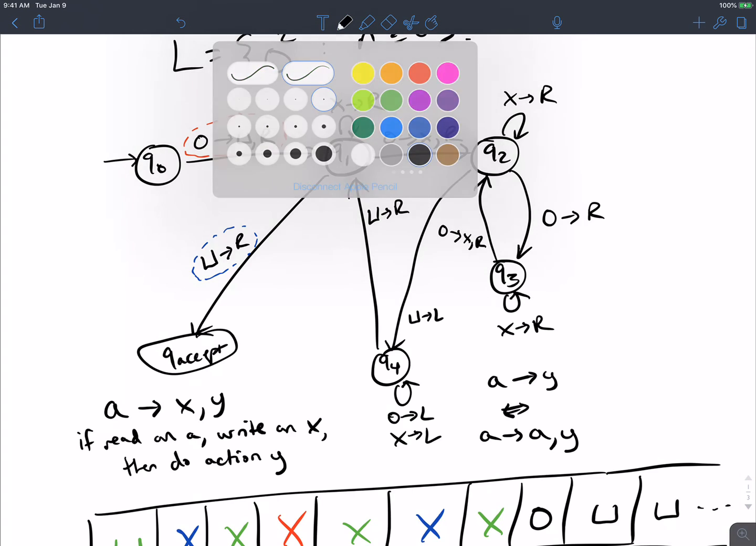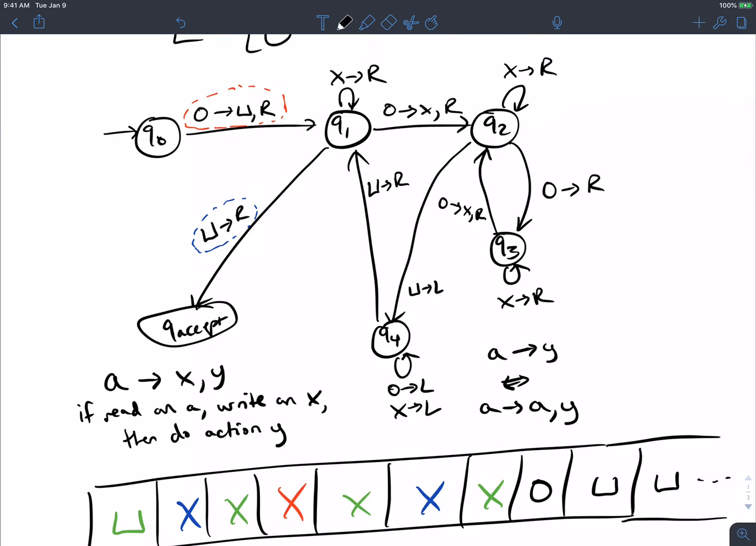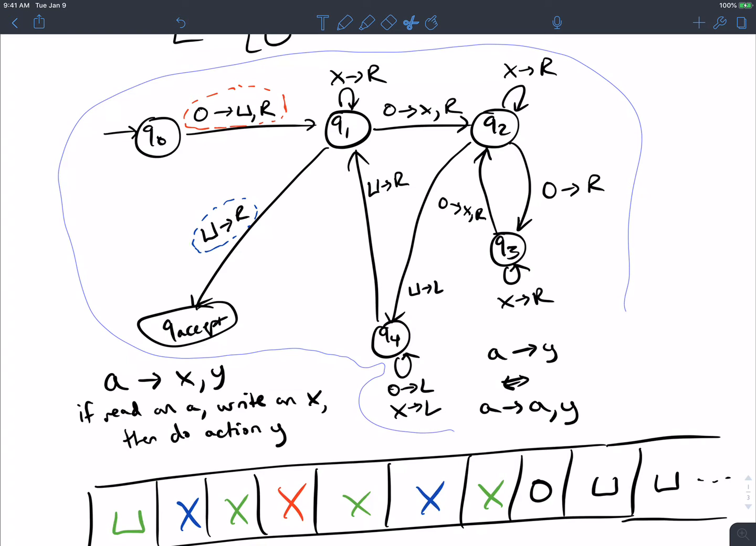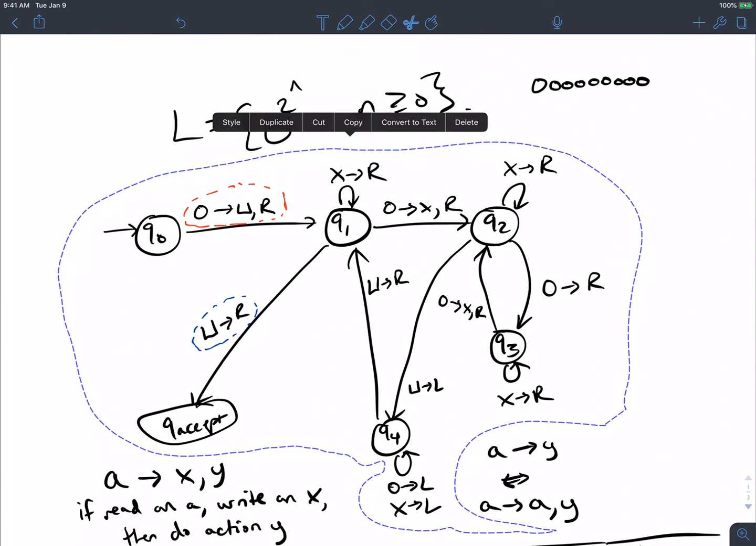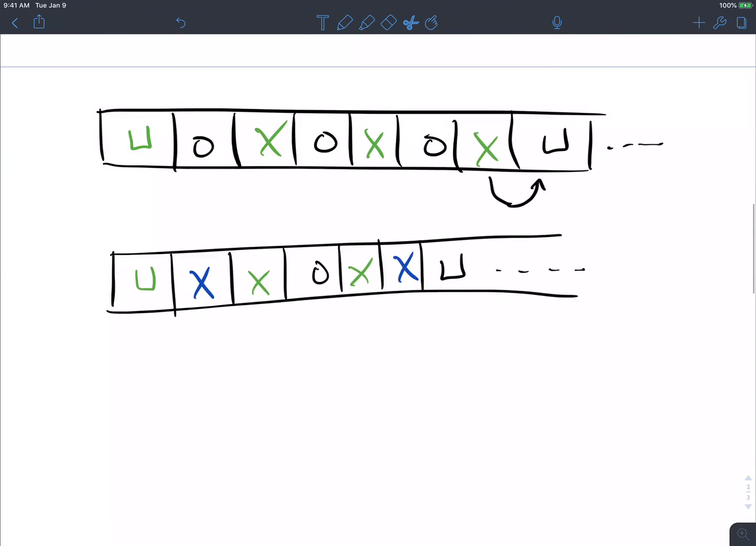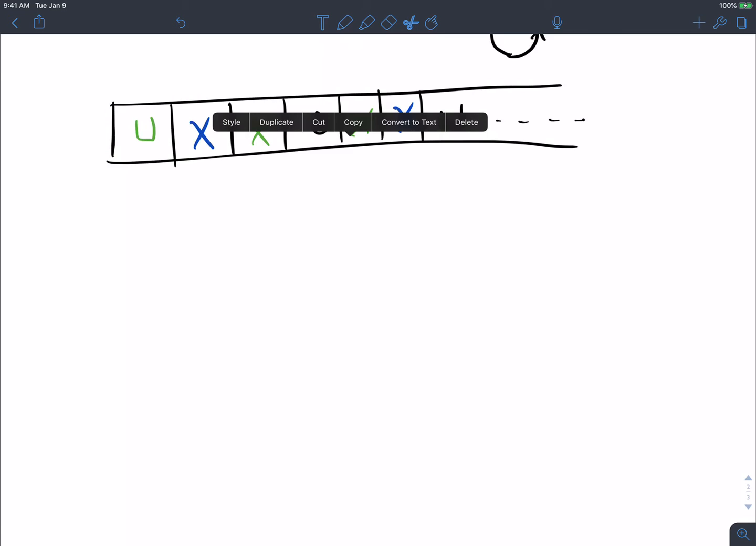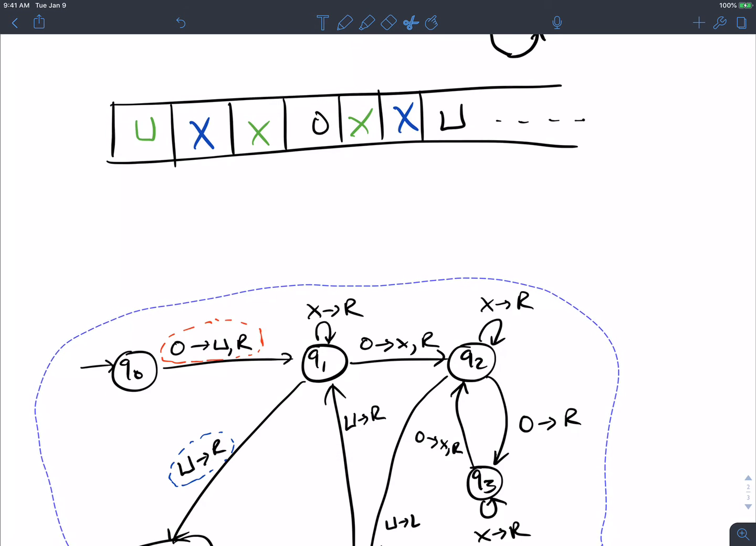So let's actually trace through the machine. I'm going to copy the machine down, and then let's see an execution of the machine at work. Hopefully this copies. Why won't you paste? There. Thank you.